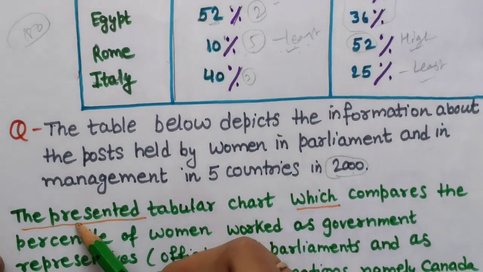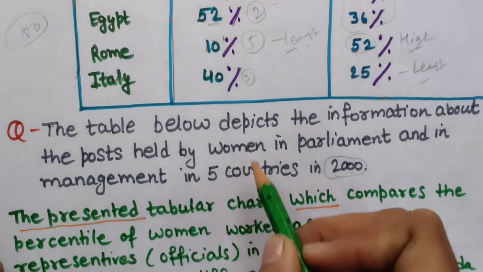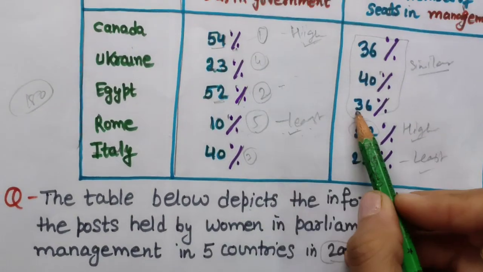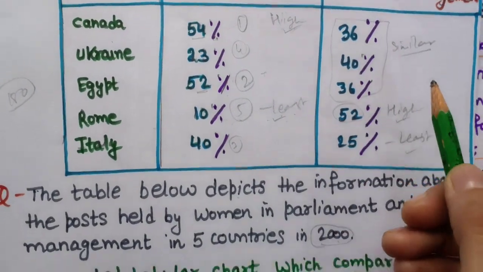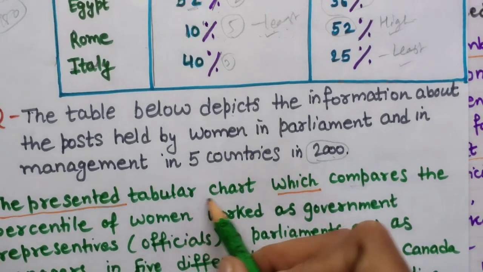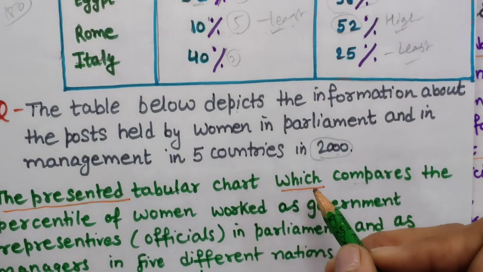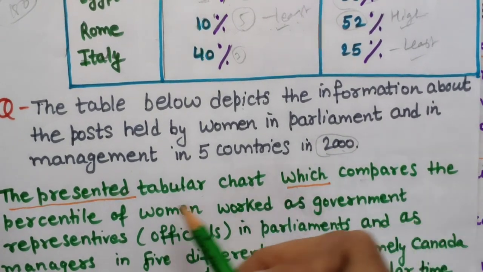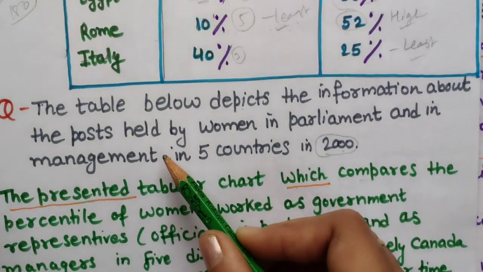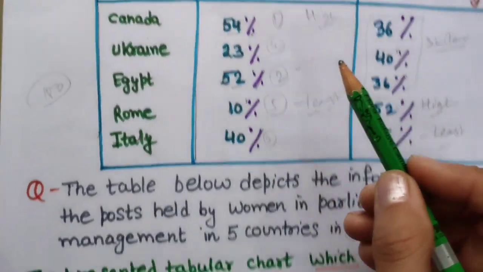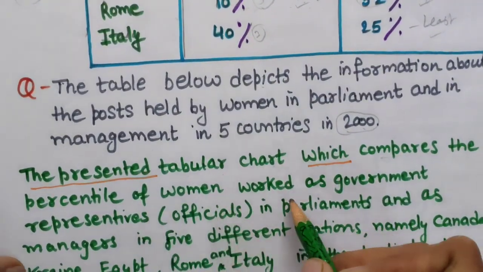So I have written the presented tabular chart. Depicts, instead of depicts I have used compare. So of course this is a comparison. Writing task 1 means comparison. So for the table, I have made another compound kind of sentence structure which compares the percentile, meaning instead of percentage I have written percentile or percentage of women.